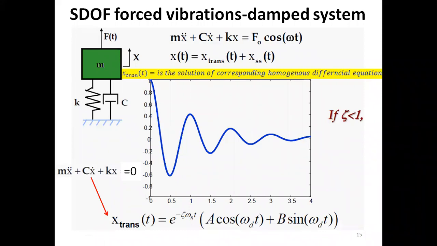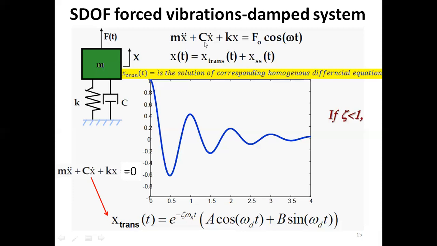Today we would be discussing single degree of freedom forced vibrations and damped system. As we discussed in the last lecture, we discussed the equation of motion of the forced damped system. So we developed this equation, which is mx double dot plus cx dot plus kx is equal to F0 cos omega t.